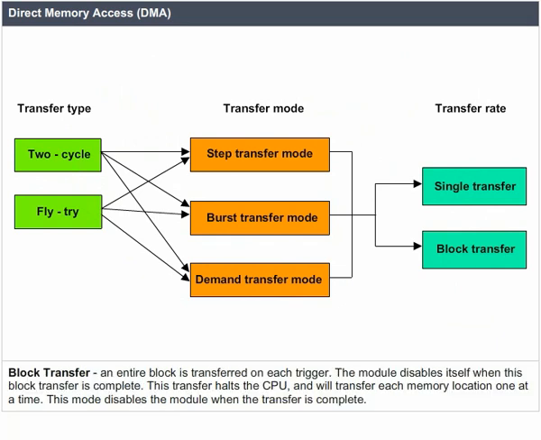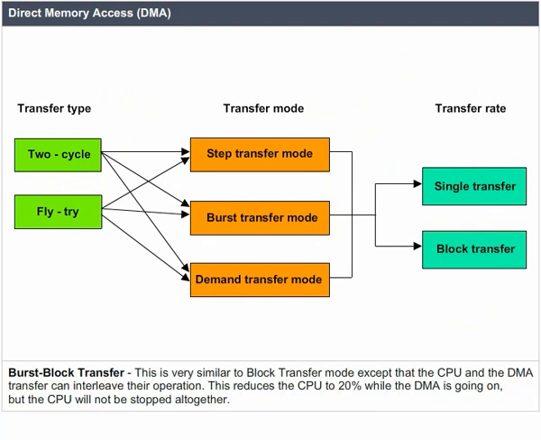Block transfer. An entire block is transferred on each trigger. The module disables itself when this block transfer is complete. This transfer halts the CPU and will transfer each memory location one at a time. This mode disables the module when the transfer is complete.